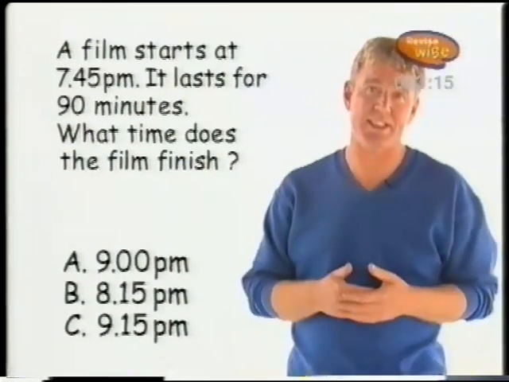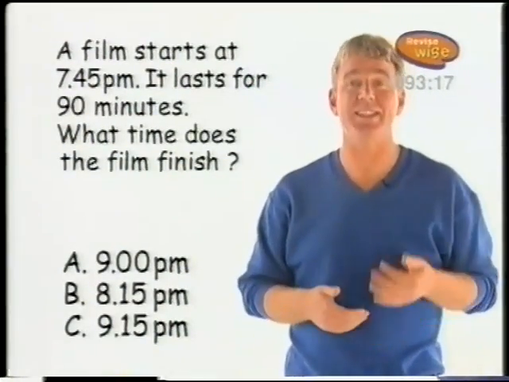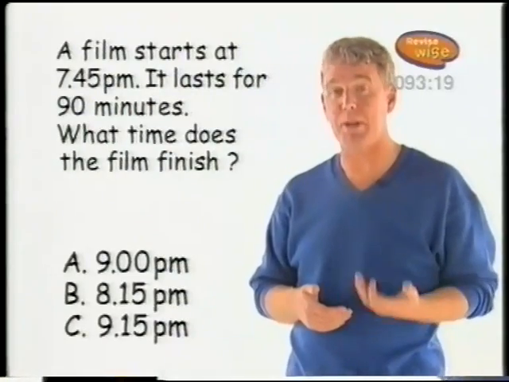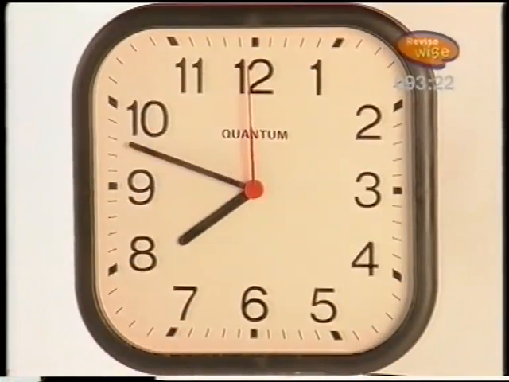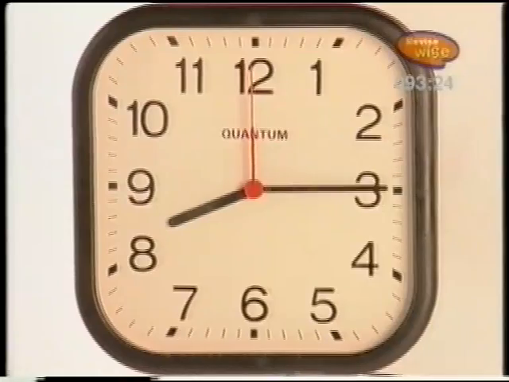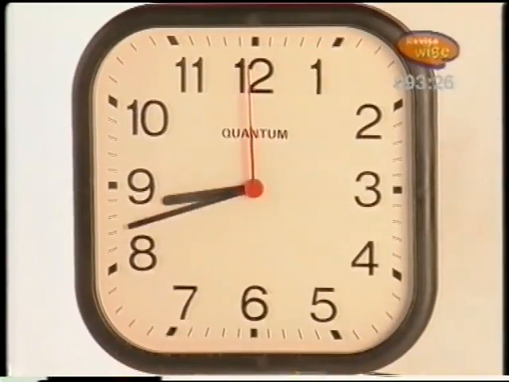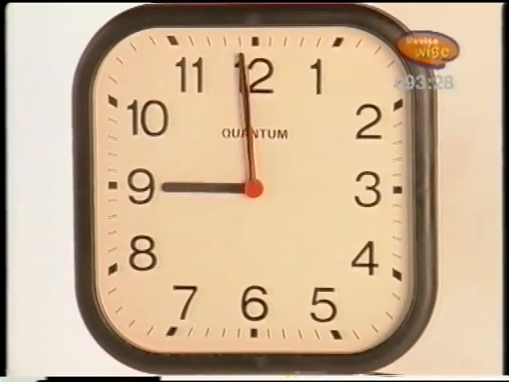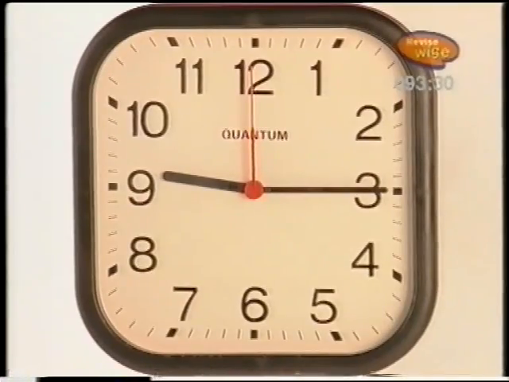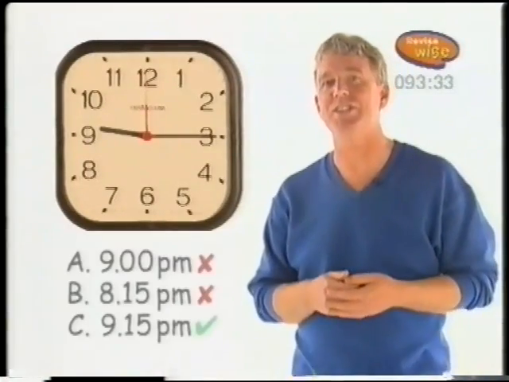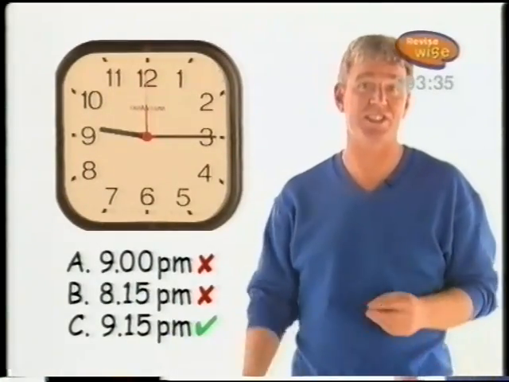There are 60 minutes in an hour, and so 90 minutes is an hour and a half. That's 60 plus 30. So adding 1 hour to 7:45 gives 8:45, and adding another half an hour gives 9:15. So the final answer is 9:15, which is answer C.